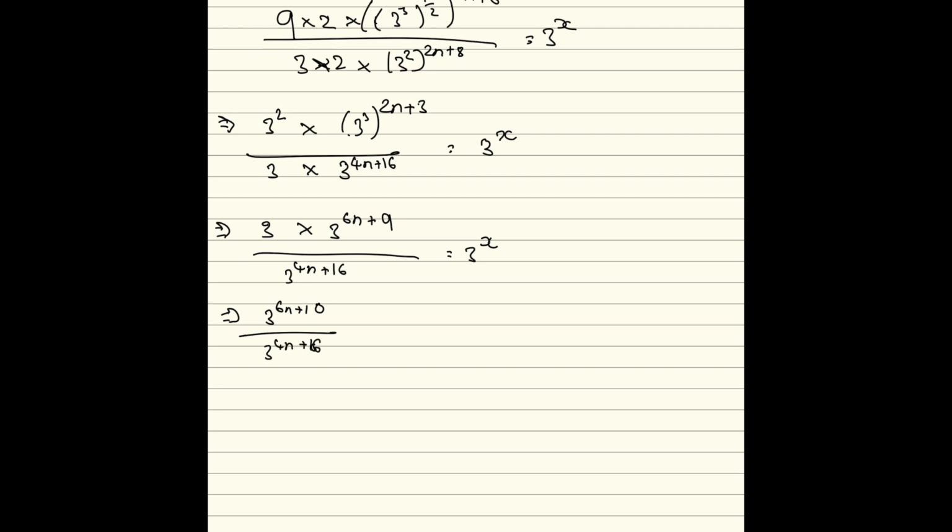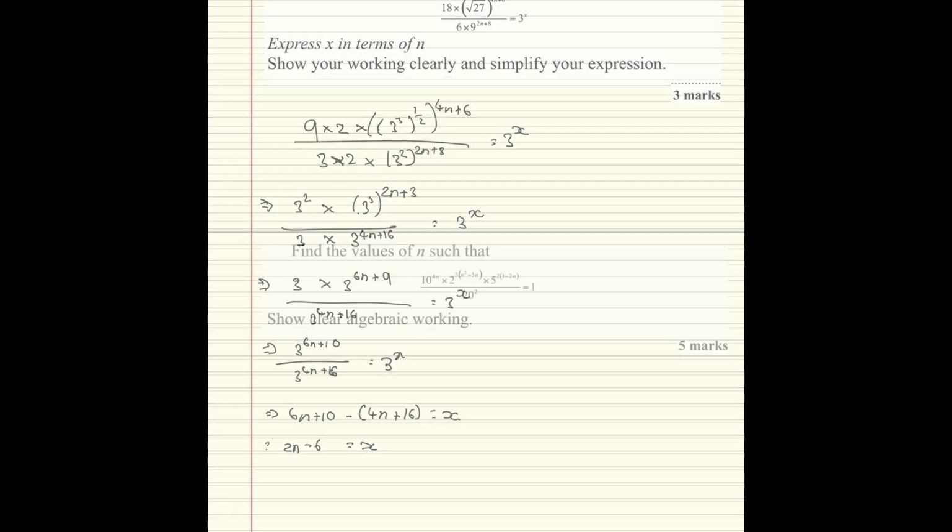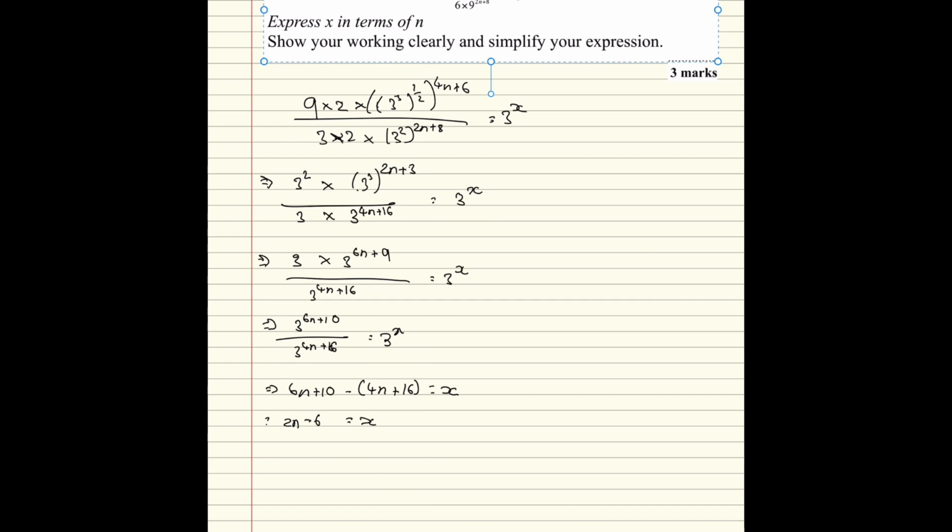plus 16 is equal to 3 to the power of x. So this implies that 6n plus 10 take away 4n plus 16 equals x. Again, I've used that law of indices there. So I've got 2n take away 6 equals x. Okay, so 2n take away 6. Okay, that's that one answered.